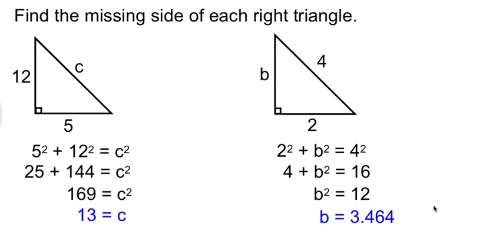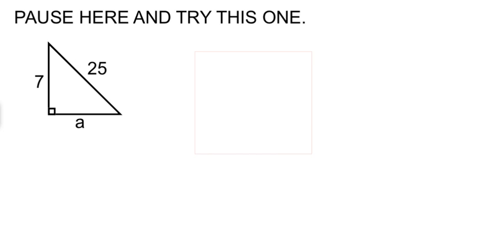You could have 2 times the square root of 3. That would also be acceptable. Some of your calculators, when you do a square root, they break them down for you. And that's fine. Or if you want to give me a decimal, that's okay as well. Now I'd like to have you pause here and work this one, and then come back and check your answer.